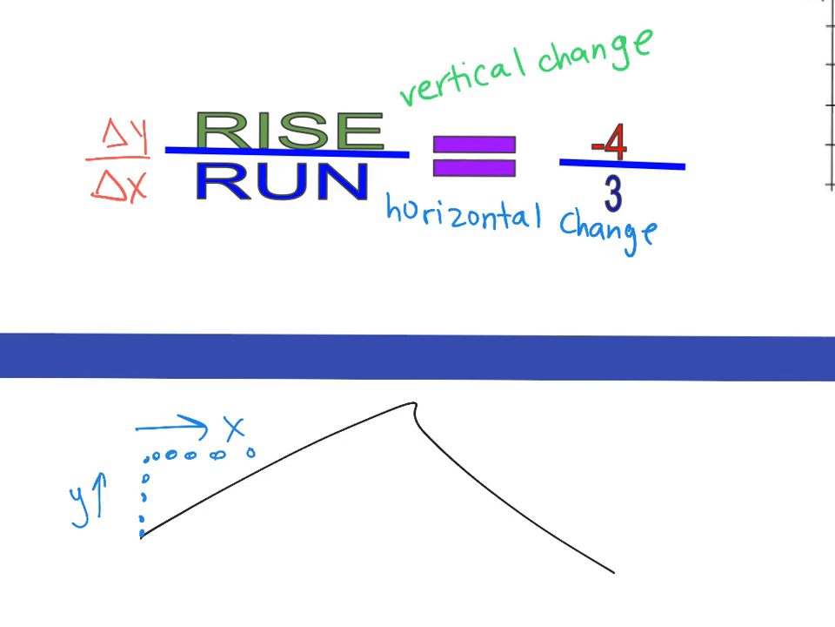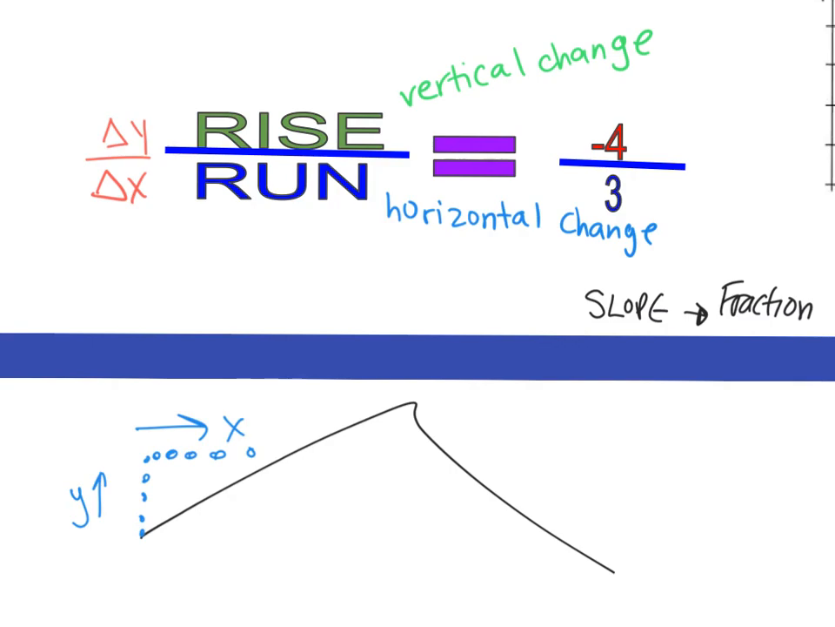Change of y over change of x. Vertical change is the numerator. Horizontal change is the denominator when we're talking about slope. For that reason, slope will always be written as a fraction so that you could see the numerator and you could see the denominator. And the numerator tells you how much you changed vertically from one point to the next, and the denominator tells you how much you changed horizontally.